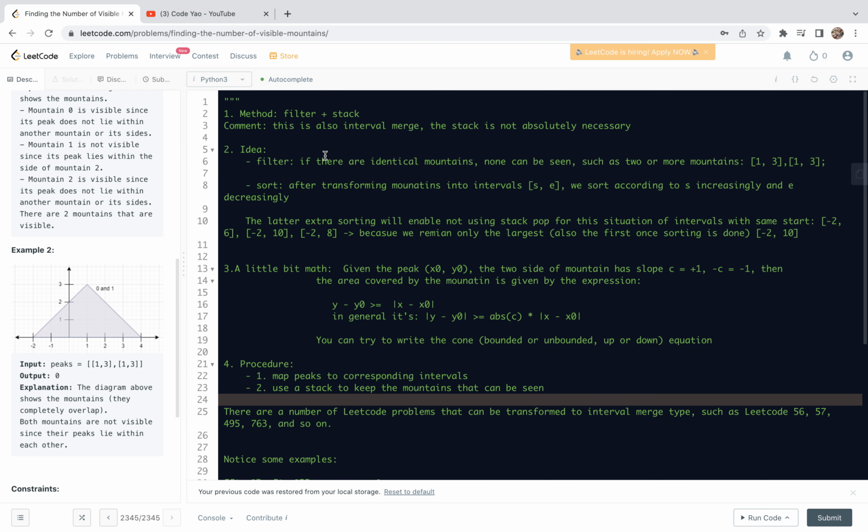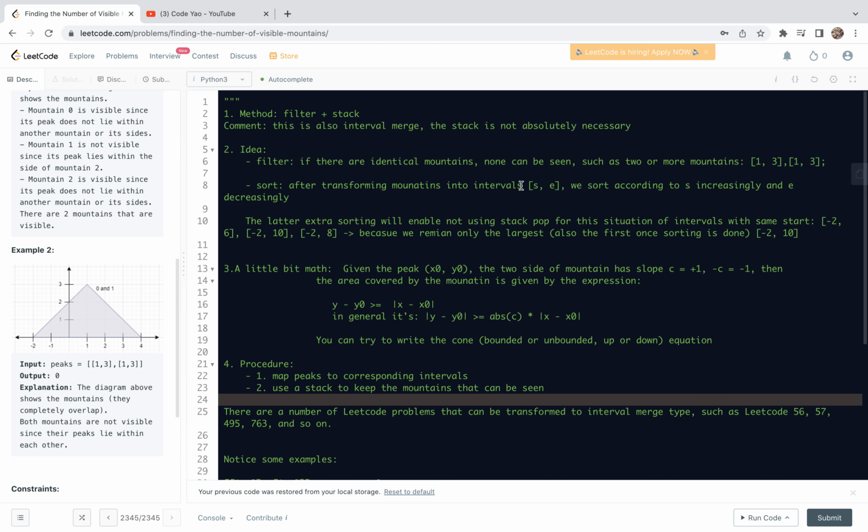As we mentioned, the method is filter plus stack. The idea is the following. First, we're going to do some filtering based on example 2. The reason is that if there are identical mountains, none of them can be seen. For example, we have 2 or more mountains like 1, 3, 1, 3, and 1, 3, and so on.